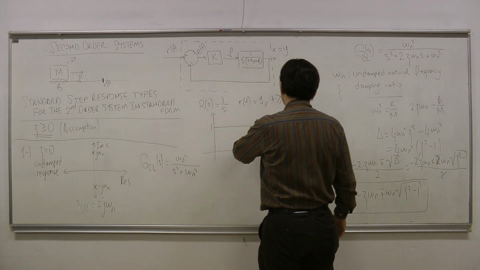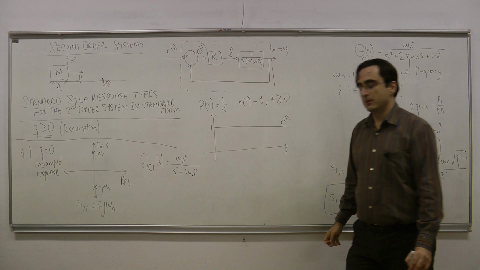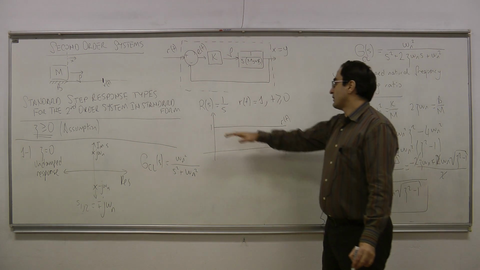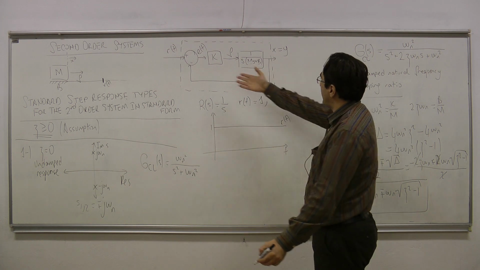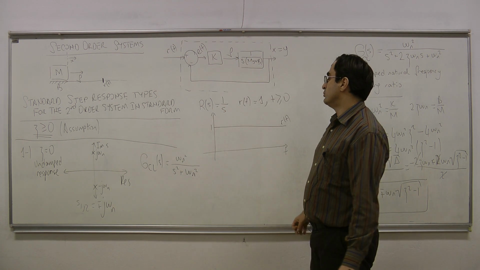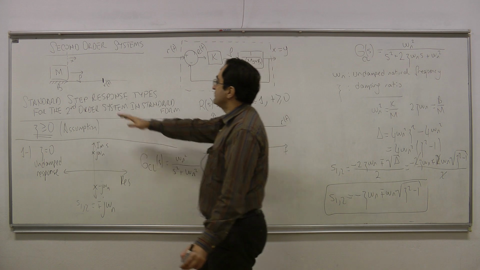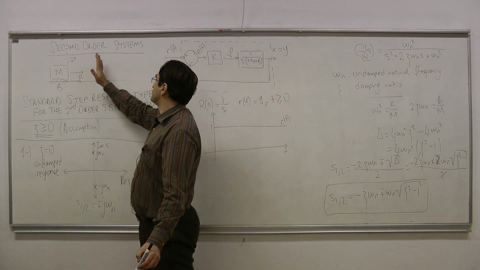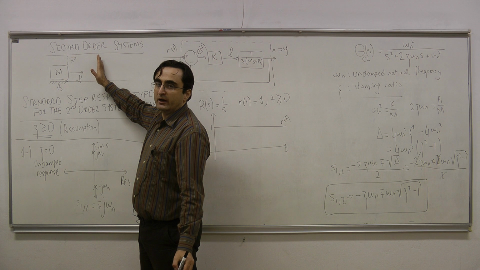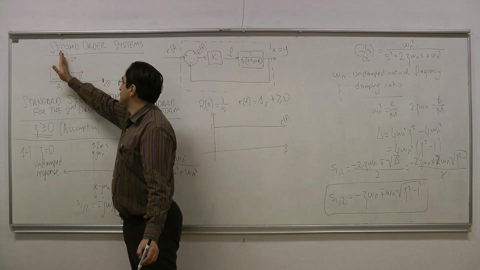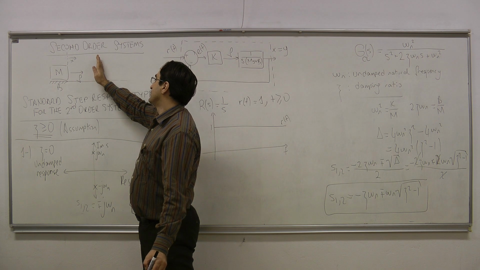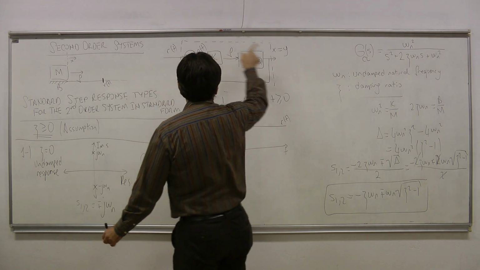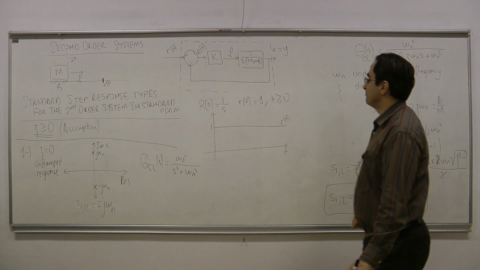So this is my r of t, the step input. By giving the step input to the system as the reference, what do we want? We want the mass to have the displacement x equals 1 meter, constant here. We want to bring the mass from 0 displacement to displacement 1. So that is our aim with this control system.